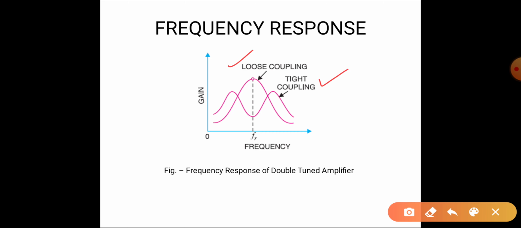When the two inductors are placed at a greater distance from each other, then these two inductors are said to be mutually loose coupled.